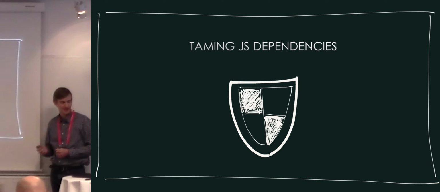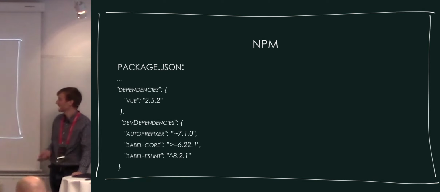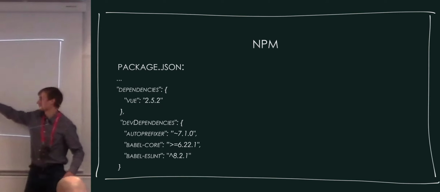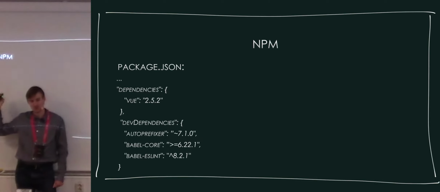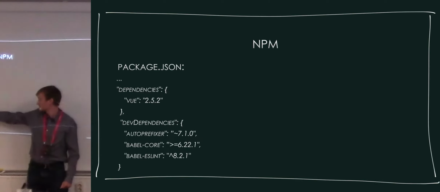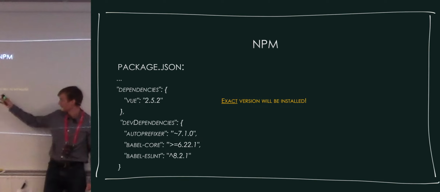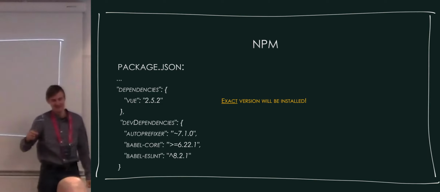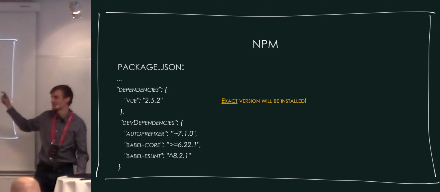I don't have to tell you much about NPM and how it handles dependencies, except that they are part of the package.json file, specified in JSON format. But the version in there, you say I want Vue 2.5.2, and you get it. You don't get anything higher than that. You get the exact version. This makes more sense to me.